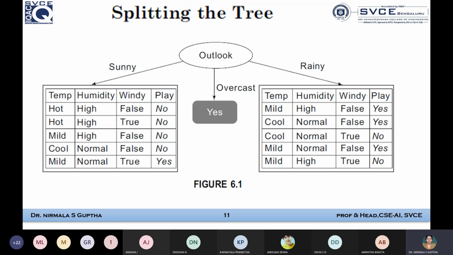But I concentrated on the middle one, because I just explained why we chose Outlook as the root node. There was a tie between the Outlook and the humidity, because they had equal errors, 4 by 14 and 4 by 14. Then we applied a criterion for understanding the purity of the resulting decision tree root node. No doubts up to this point?